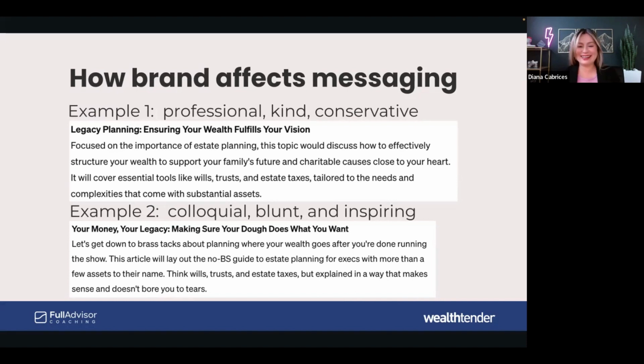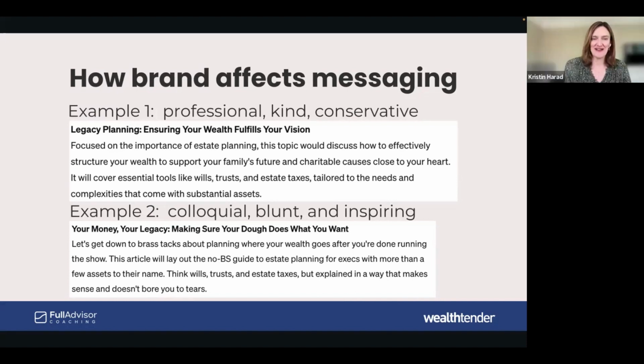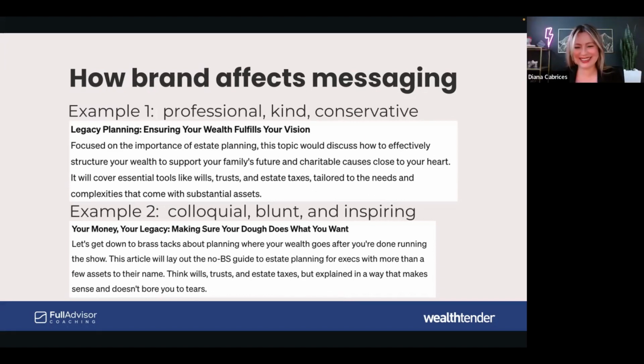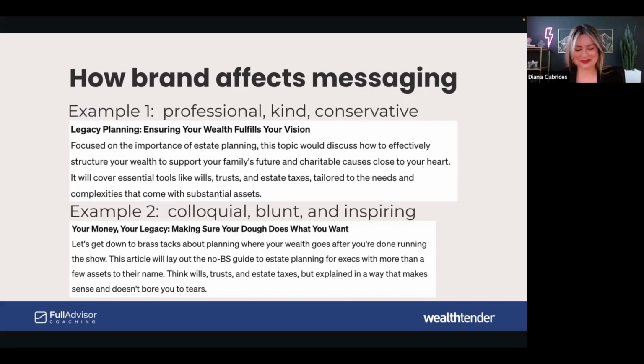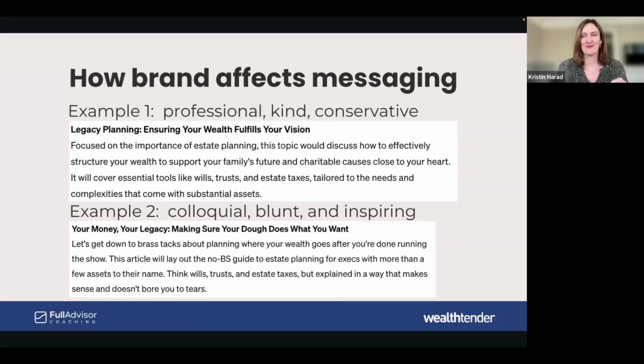Blunt. Yes. Let's get down to brass tacks about planning where your wealth goes after you're done running the show. I don't know if that means you retire or you've passed on. I'm not sure. This article will lay out the no BS guide to estate planning for execs with more than a few assets to their name. Think trusts, wills, estate taxes, but explained in a way that makes sense and doesn't bore you to tears.